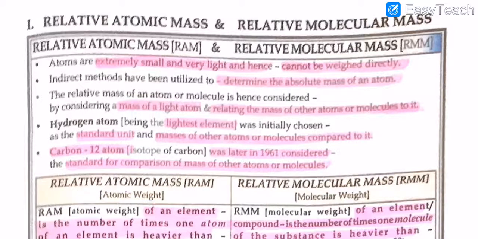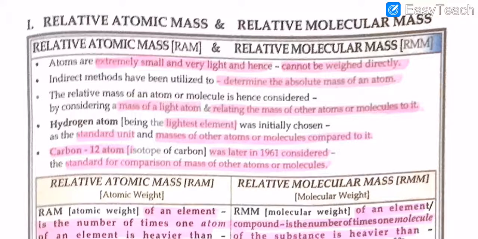Then we have RMM. RAM, what's the full form? Relative atomic mass. RMM, what's the full form? Relative molecular mass. Therefore, in this case, we talk about molecular mass. It is the mass of an element or compound, the number of times one molecule of a substance is heavier than 1/12 the mass of an atom of carbon. The 1/12 the mass of an atom of carbon is the same in both cases. The only difference is that one is an atom and one is a molecule. In this case, we call it gram molecular mass, and in the other case, gram atomic mass. So the relative molecular mass of a substance expressed in grams is known as gram molecular mass.